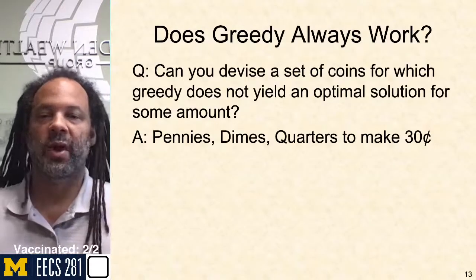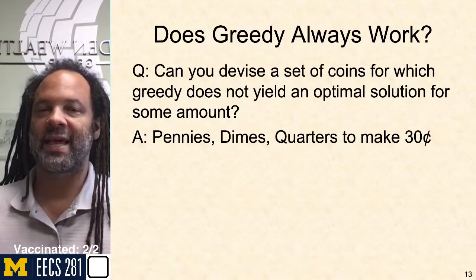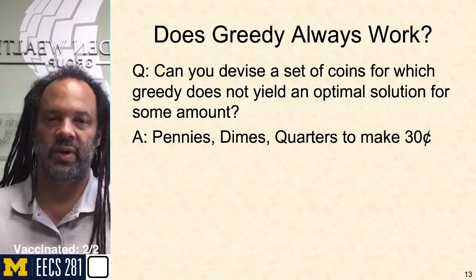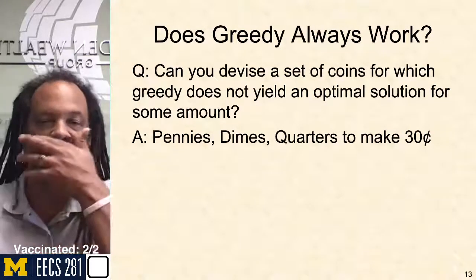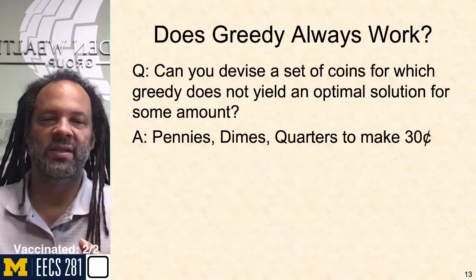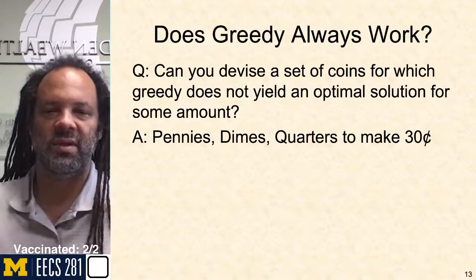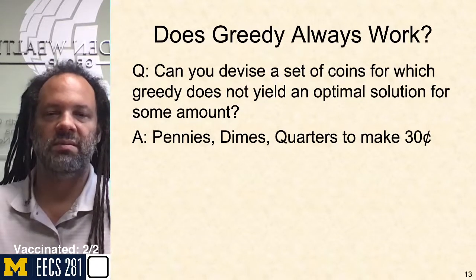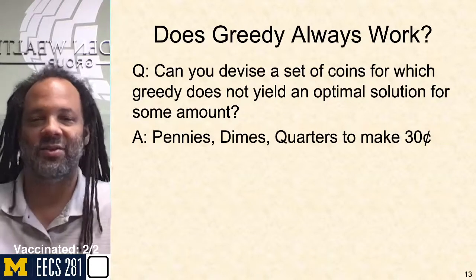So this leads us to the question, does greedy always work? I've hinted that it doesn't work in all situations, but how about this particular situation? How about just making change? Can you devise a set of coins for which greedy does not yield an optimal solution for some amount? And this slide, I still have to fix it. I apologize. The answer is right there with the question.